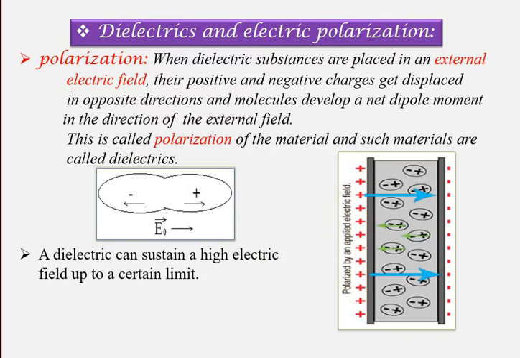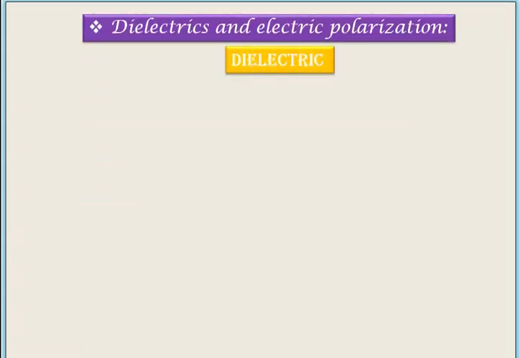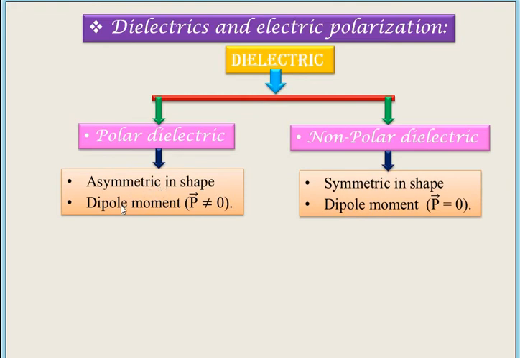Dielectric can sustain a high electric field up to a certain limit. And an ideal dielectric has no free charges. The dielectrics are divided into two types, that is polar dielectric and the non-polar dielectric. In case of polar dielectrics, they are asymmetric in shape and due to this the dipole moment is not equal to 0, and the non-polar dielectrics are symmetric in shape. Due to this the dipole moment is equal to 0.